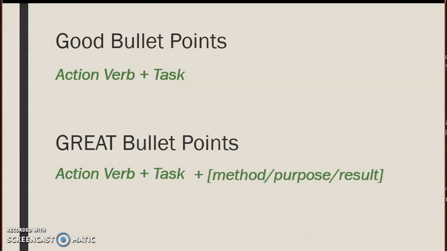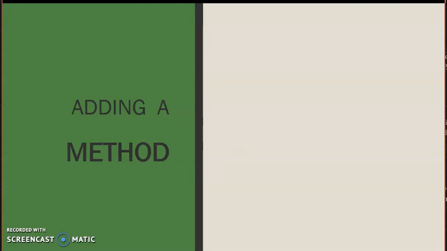Excellent bullet points follow this formula: an action verb and the task, and a method or a purpose or a result at the end. If you can add one of these three to what you have, it's going to sound more professional and the task is going to seem more significant. It might not work every time, but if you can do this with a lot of your bullet points, it will definitely improve your resume. So let's work through this.